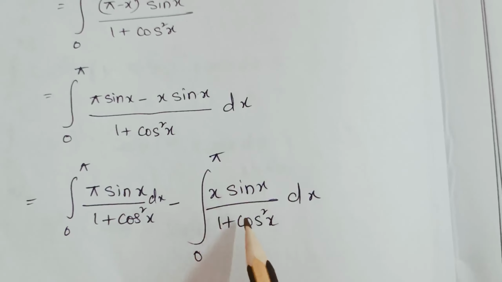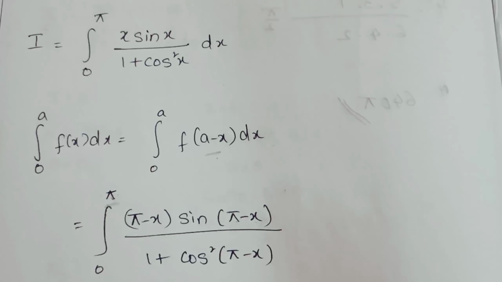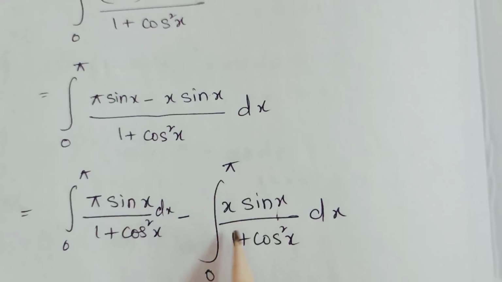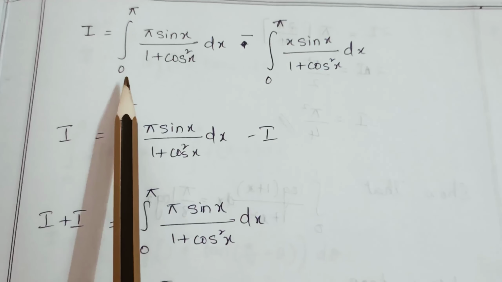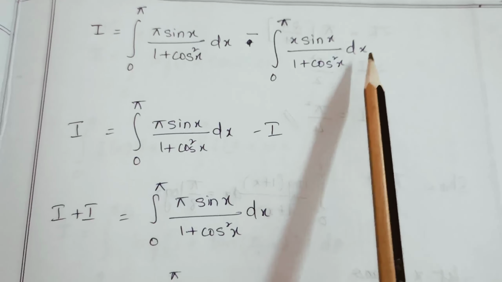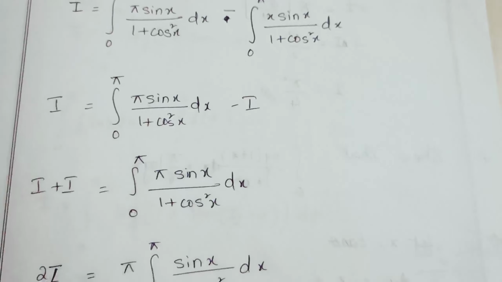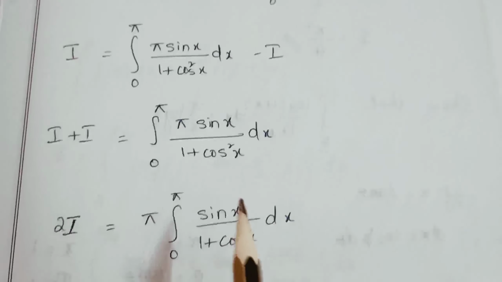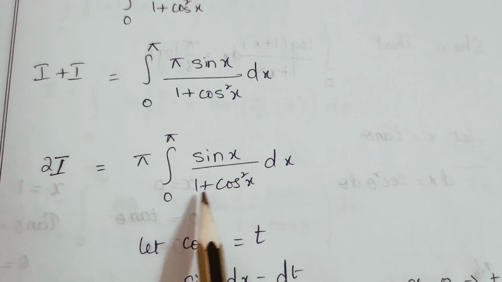Now we know this is our question, that is I. So at this place we can substitute I here. See, integral of x sin x upon 1 plus cos square x dx is nothing but I. So I is equal to integral from 0 to pi of pi sin x upon 1 plus cos square x dx minus integral from 0 to pi of x sin x upon 1 plus cos square x dx. I is equal to this one same as it is minus this one, which is I. Now take this I here, it will become I plus I, so 2I is equal to, taking pi outside, pi times integral from 0 to pi of sin x by 1 plus cos square x.